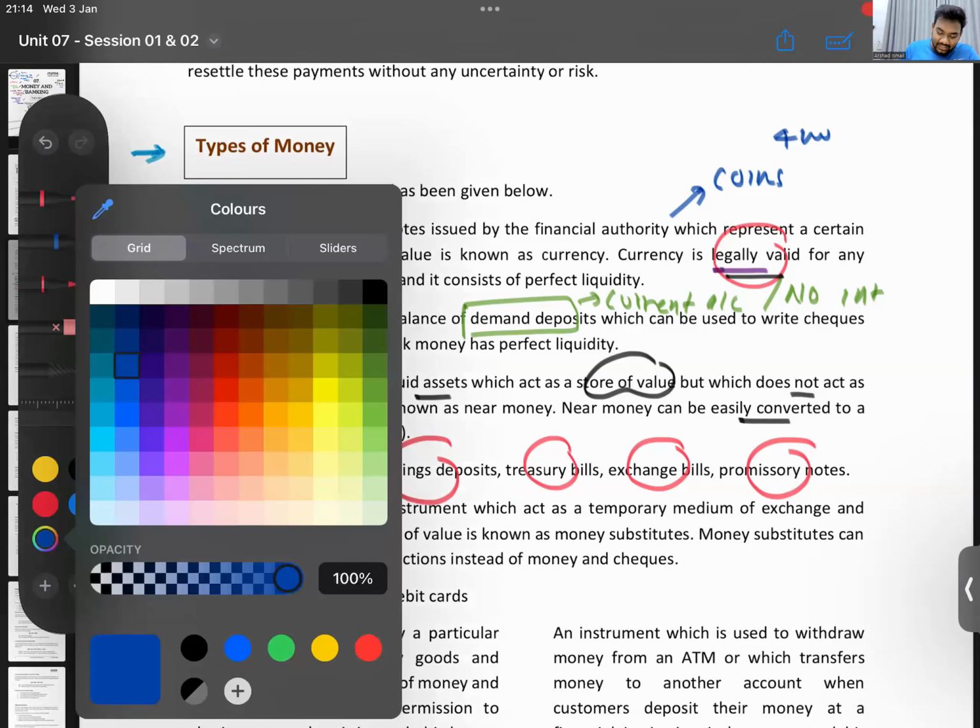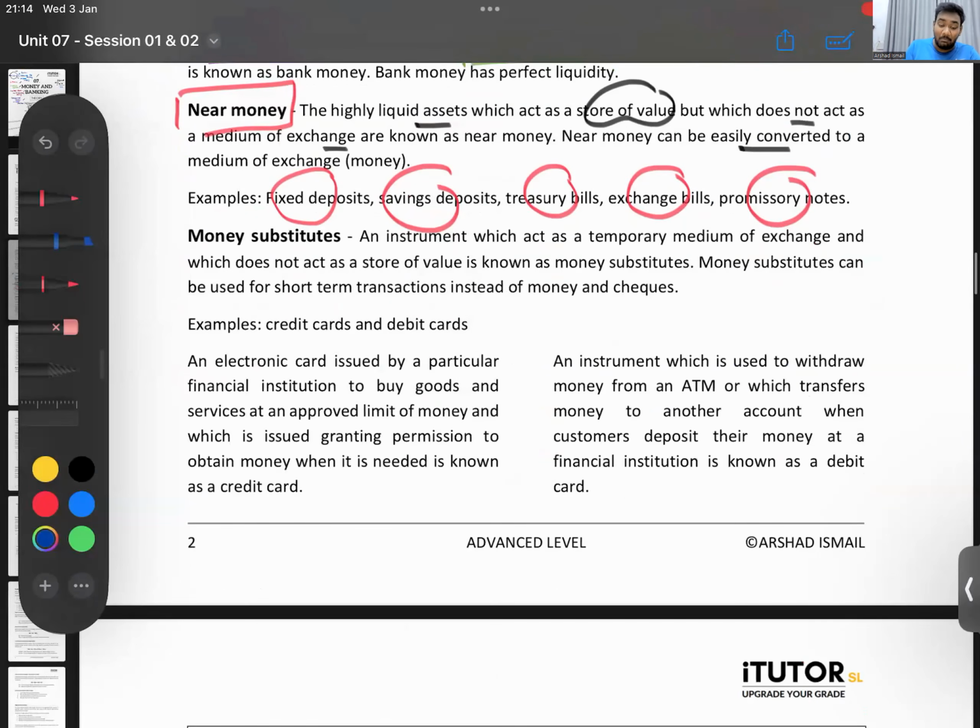Okay, so the next one. Money substitutes. What are money substitutes? Money substitutes are instruments which act as a temporary medium of exchange and do not act as a store of value.